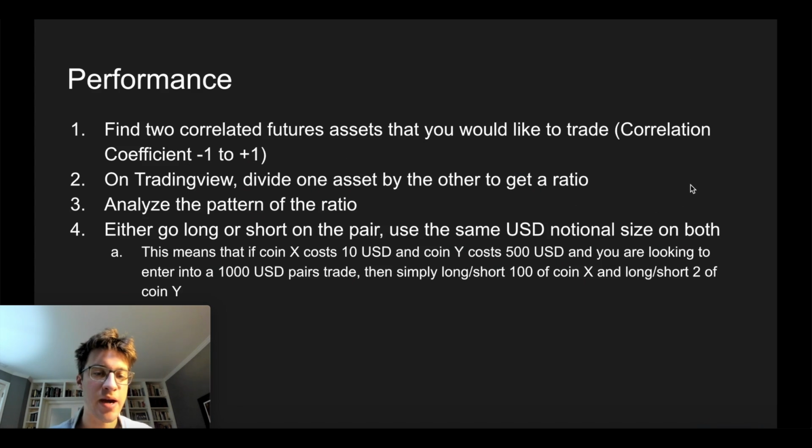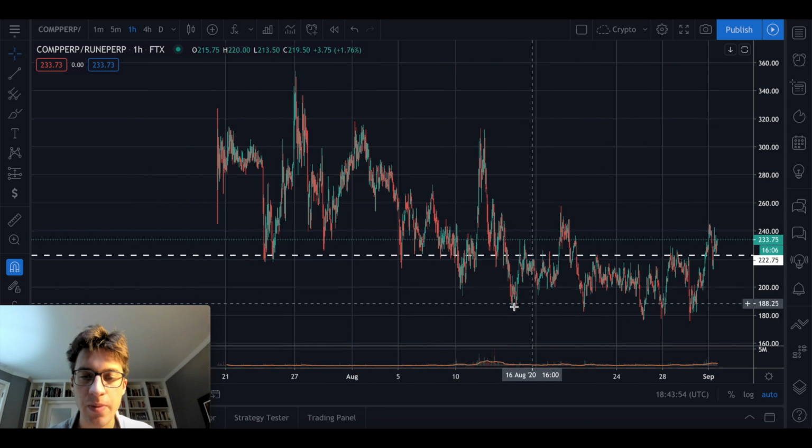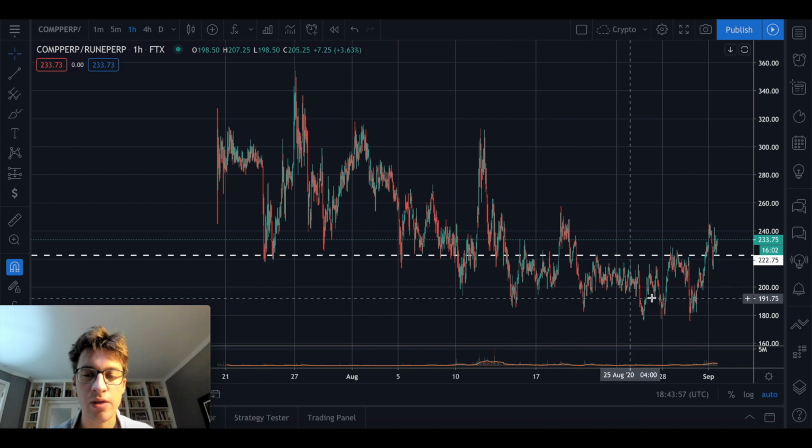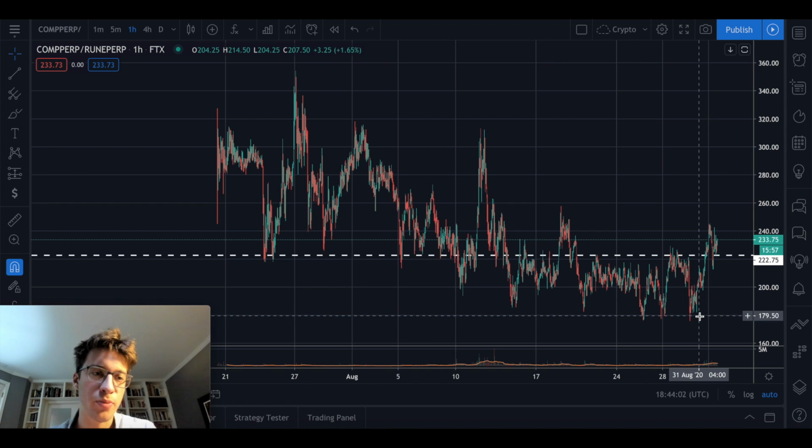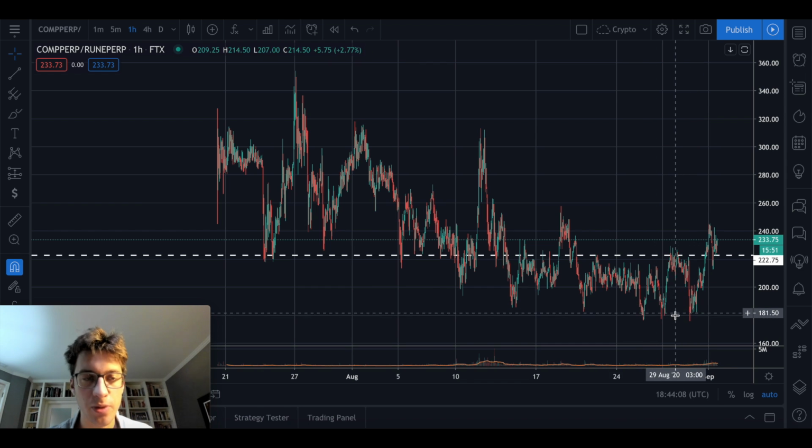Then we're going to analyze the pattern of the ratio, which I just showed you, but we can go a little bit deeper. We can see that it's been pretty cyclical. I can see it bounce off these lows every single time. Really, this ratio of about 180, meaning that one COMP perp is worth 180 RUNE perp. Hope that makes sense. At this price, one COMP perp is worth 180 RUNE perp.